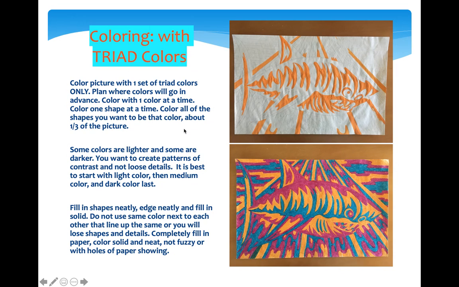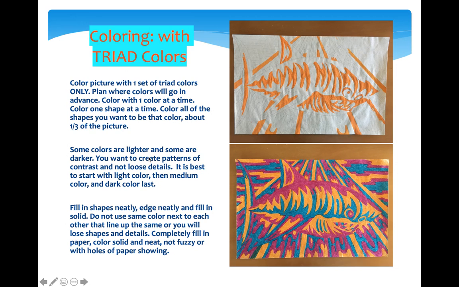And what I did is I labeled my plan. After I drew my good picture, I went back in and added all the labeling so I knew where I wanted to put stuff with the little L's for light, M for medium, and D for dark. Color with one color at a time. Color one shape at a time. Color all of the shapes you want to be that color, and it's about 1/3 of the picture. So I did my light color first. It's all yellow-orange.